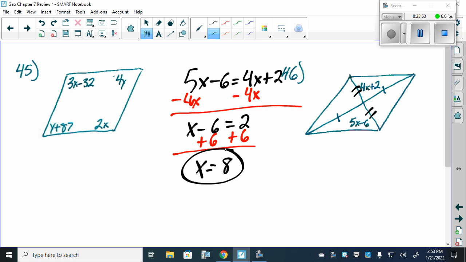Because when you minus the 5x from both sides, 4 minus 5 would be negative 1. And then when you divide by the negative at the end, it'd become positive again.